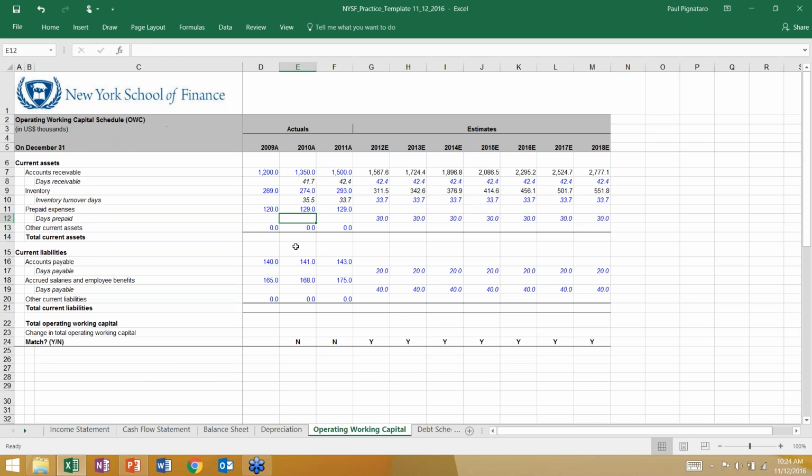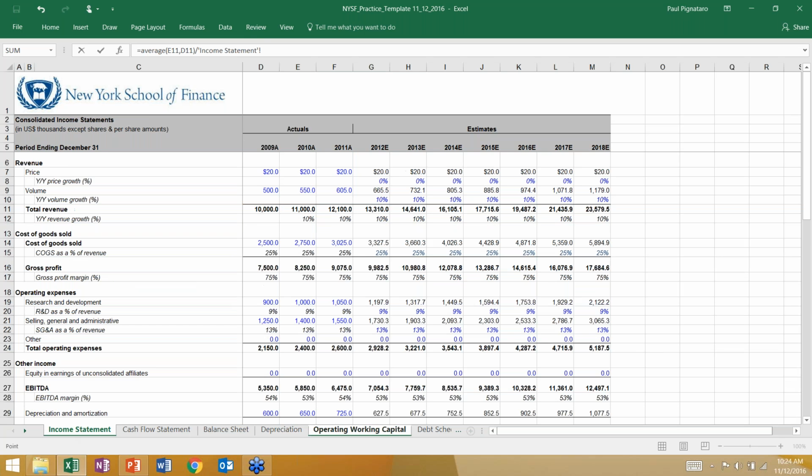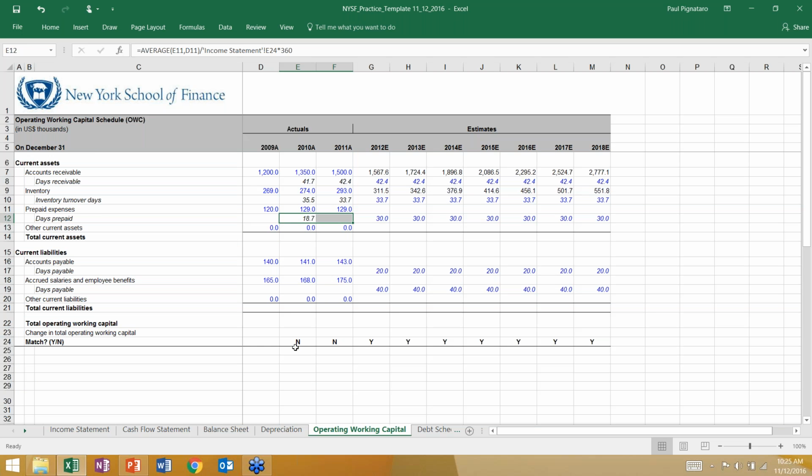Let's do that. I'm going to take the average, open parentheses, this year's prepaid expenses, comma, last year's, divided by income statement total operating expenses, times 360. Okay, copy to the right. That gives us about 17.18. I'm going to use 17.9. Copy to the right.